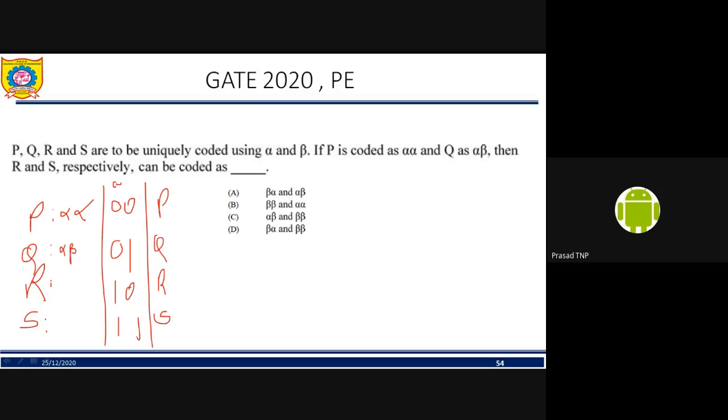But these 0 and 1 are replaced by alpha and beta. So alpha is 0 and beta is 1. So what will be the code for R? Beta alpha. And this is beta beta. So 1 is beta, 0 is alpha. So let us check the option for this: beta alpha and beta beta. So C is the correct option. So within 10 seconds you can solve this question.